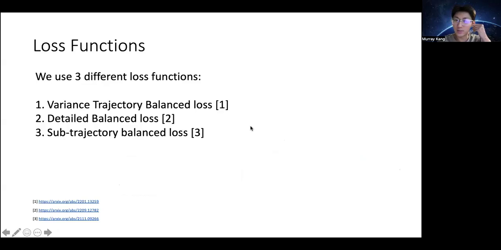For our loss function, we use three different loss functions of the GFlowNet. Some are from prior work and some we adapt to our case. The first one is the variance trajectory balance loss, the second one is the detailed balance loss, and the last one is the sub-trajectory balance loss. I will talk about them one by one.